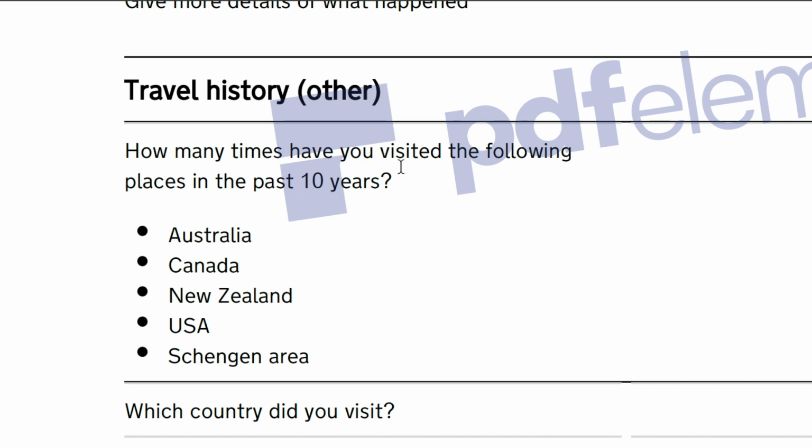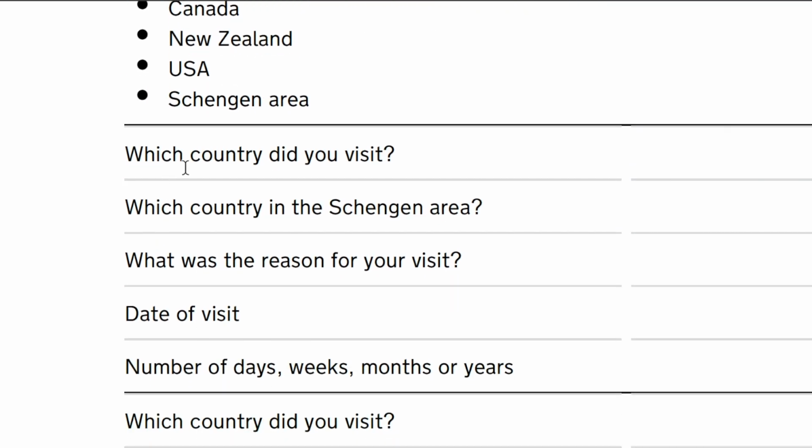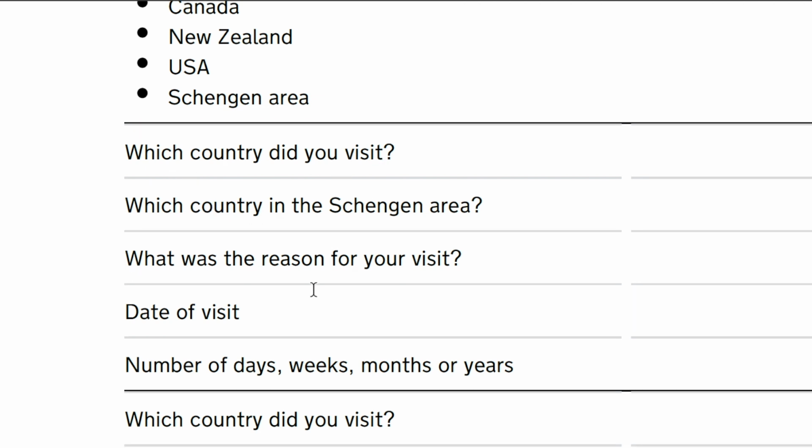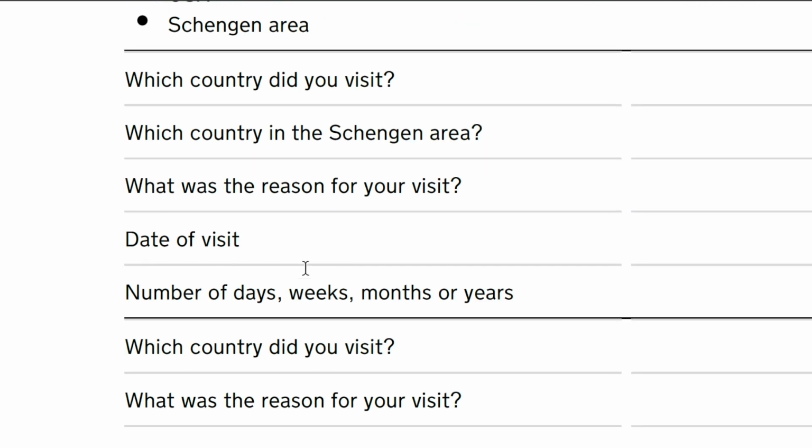How many times have you visited the following places in the past 10 years? All of those countries. Which country did you visit? So you have to use your passport, and then you're going to know where you have visited and where you have not. Which country in the Schengen area? What was the reason for your visit? Date of visit, number of days that you visited.